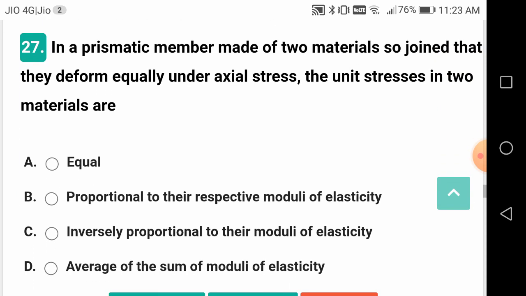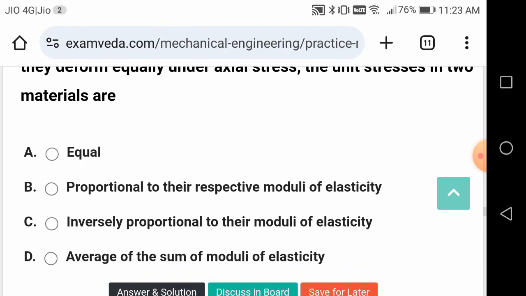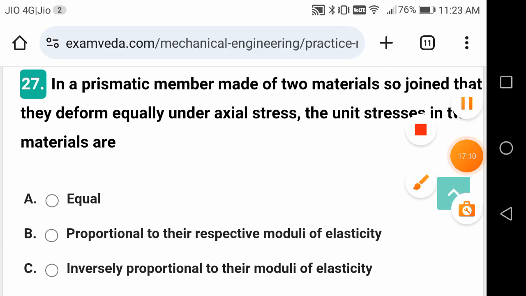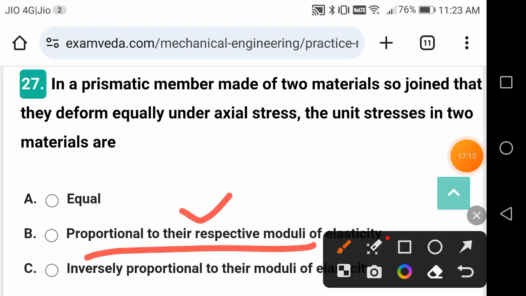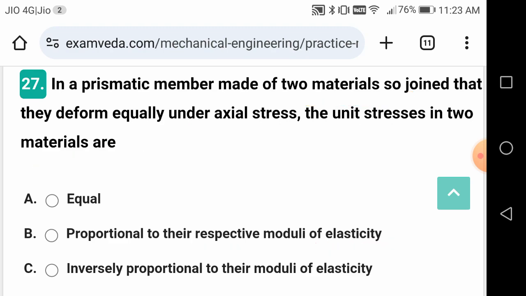In a prismatic member made of two materials so joined that they deform equally under axial stress, the unit stresses in the two materials are proportional to their respective modulus of elasticity. This is called a flitched beam, friends. The ratio is also known as modular ratio, and the unit stresses in the two materials are proportional to the modulus of elasticity.